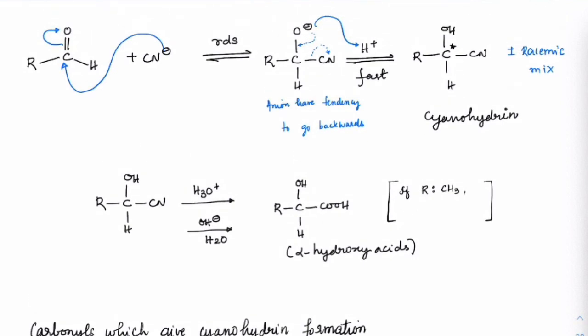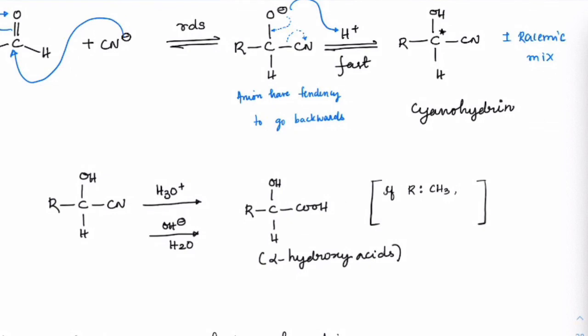Cyanohydrin has a lot of advantages, especially in polymer chemistry. If you treat that with H3O plus, cyanides in acidic hydrolysis or basic hydrolysis will convert into acids. So cyanides will become COOH. Okay, so we will have alpha hydroxy carboxylic acids. These alpha hydroxy acids are very useful in protein chains. Especially if R is CH3, we call it lactic acid.